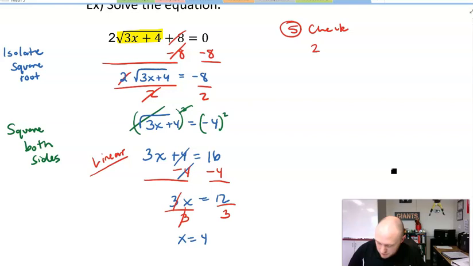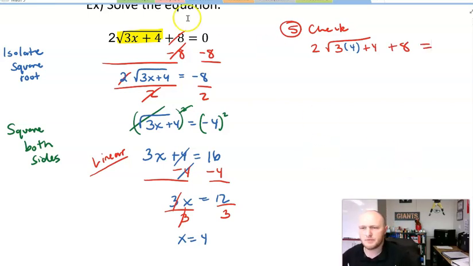So we have 2 square root of 3 times, in this case, here's our answer, 4 plus 4, and then on the outside plus 8. And I want to say, okay, what does this equal? I want to make sure that it equals 0. So I'm checking, I'm plugging this in.